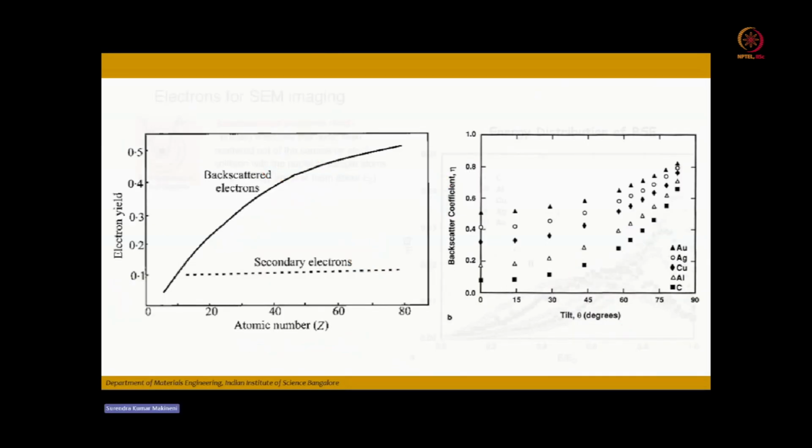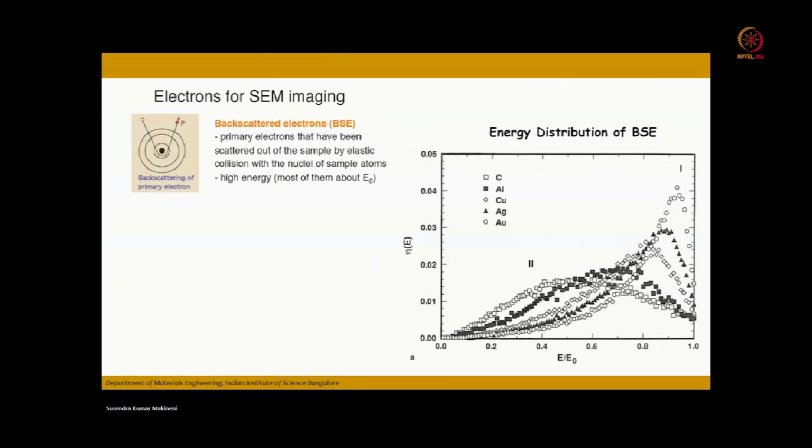Fine. Now, backscattered coefficient versus energy. As I told you, when the beam interacts at the top surface itself, these are backscattered. But there is also backscattering which travels along the surface and then comes out. So the efficiency coefficient of backscattering is much higher for the A type. These are A type, these are B type, the second type.